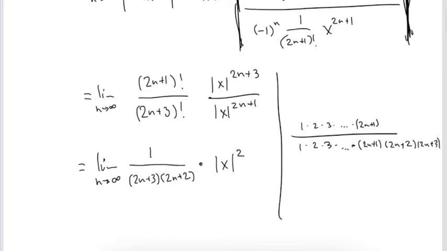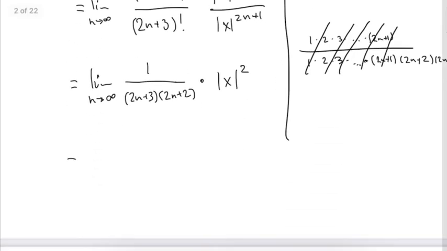Sorry I'm writing so small. Anyway, all of these cancel. What remains is 2n plus 2 times 2n plus 3 on the bottom. All right? Anyway, what do you get when you take this limit? The absolute value of x squared just kind of hangs out, and that fraction in the front gives you a 0 because we have n's in the denominator, which are going to become infinite when n goes to infinity. So this becomes 0 times absolute value of x squared, which is 0. All right? So that means L equals 0.